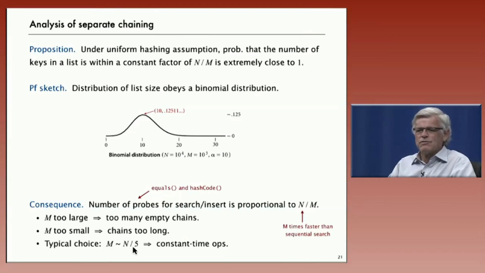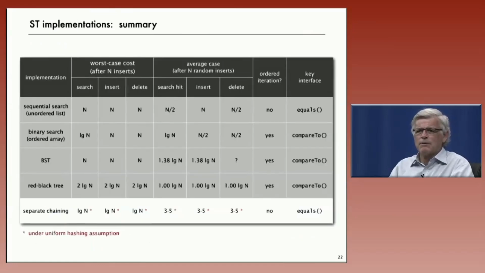If you want a full service symbol table, which is going to grow from small to huge and then back down to small again, then you'd want to use array resizing to make sure that M is always within a constant factor of N, but we'll leave that detail out for now.